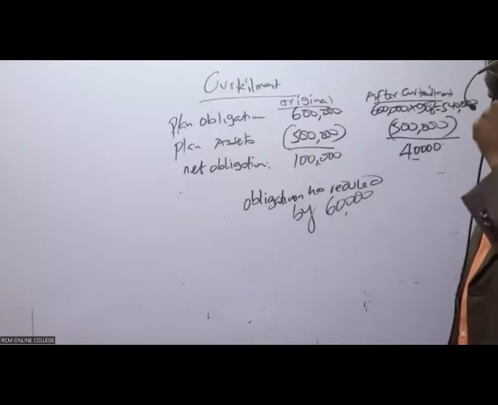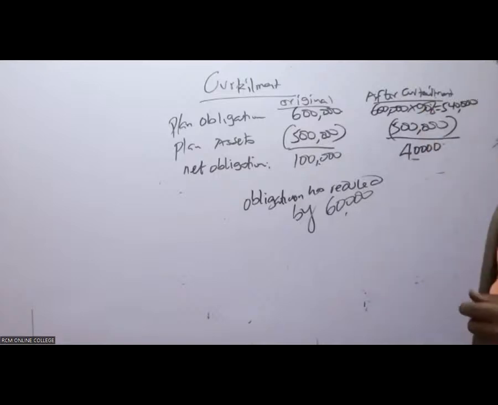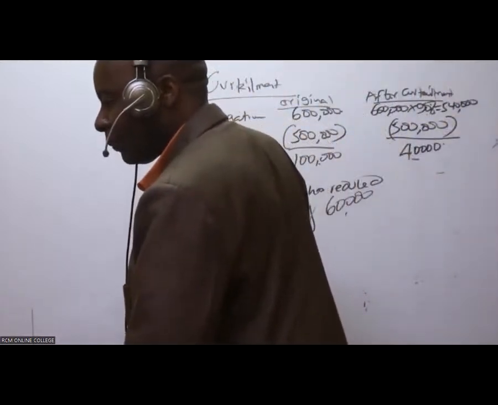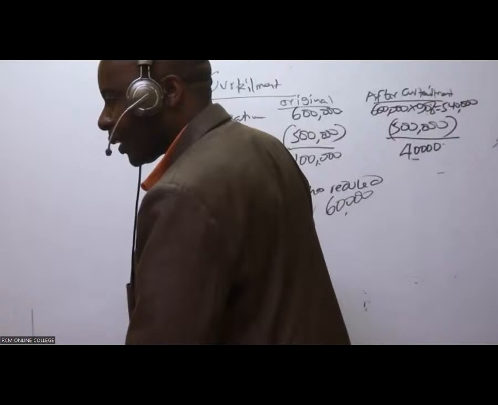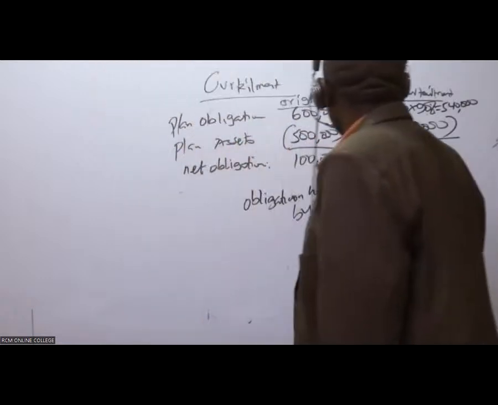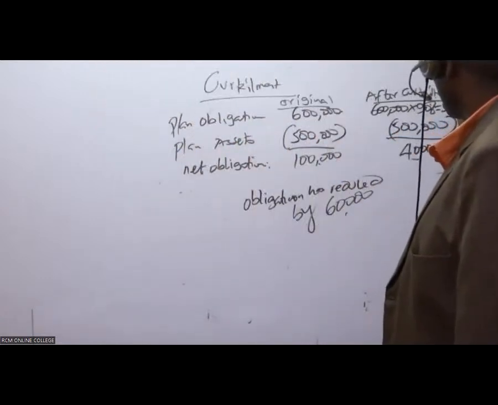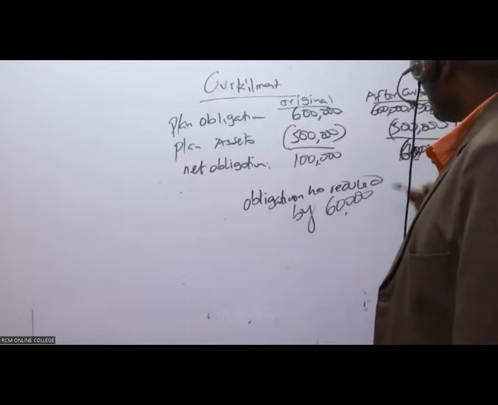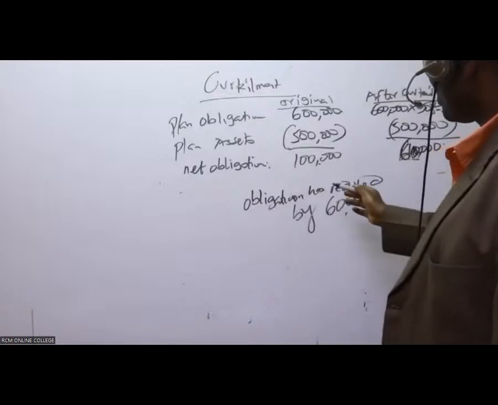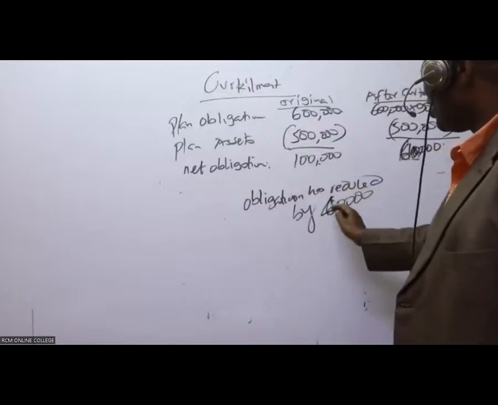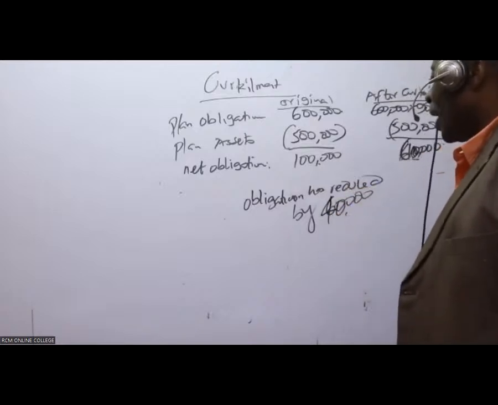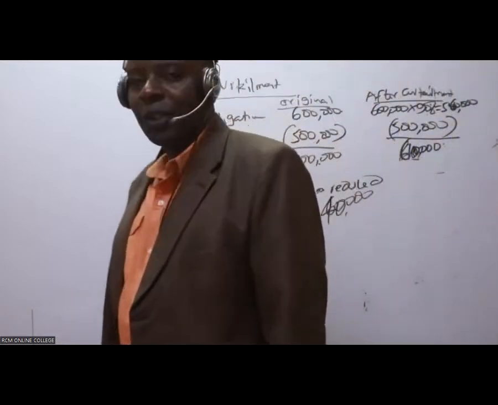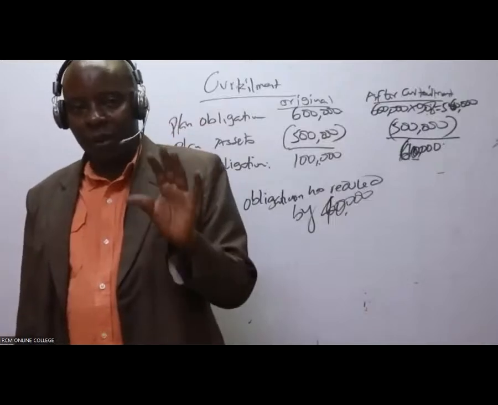Is it 60,000? No. This figure is not correct. People are telling me that, Mwalimu, this figure is not correct. Sorry for that. So this is supposed to be 560,000, and this is supposed to be 60,000. And therefore, the obligation has reduced by 40,000.